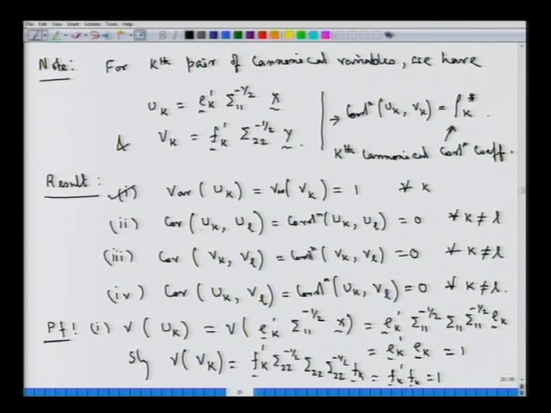So, we will have the variance of u_k and v_k for every k to be equal to 1. Let us look at the covariance between u_k and v_k. Well, in the way that we have constructed it, the correlations, or the covariances, are equal to 0. Now, we can specifically see how that term is equal to 0. This is the covariance between E_k' Σ11^(-1/2) times x, and this u_l is E_l' Σ11^(-1/2) times x.